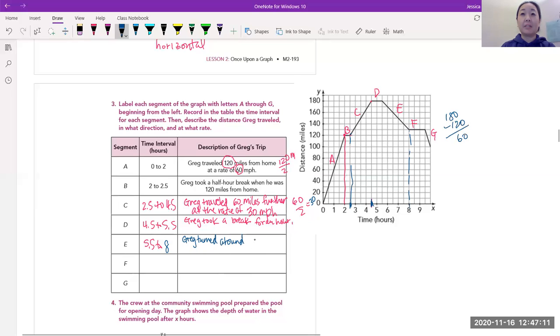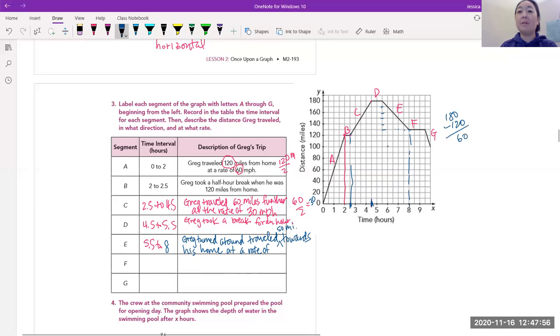And what does he do? And traveled towards his home for, I should say, traveled how many miles? So this is going to be 10, 20, 30, 40, 50. So right here, 50 miles. So he traveled 50 miles towards his home at a rate of, or at a speed of, right? At the rate of, that's 50 miles.